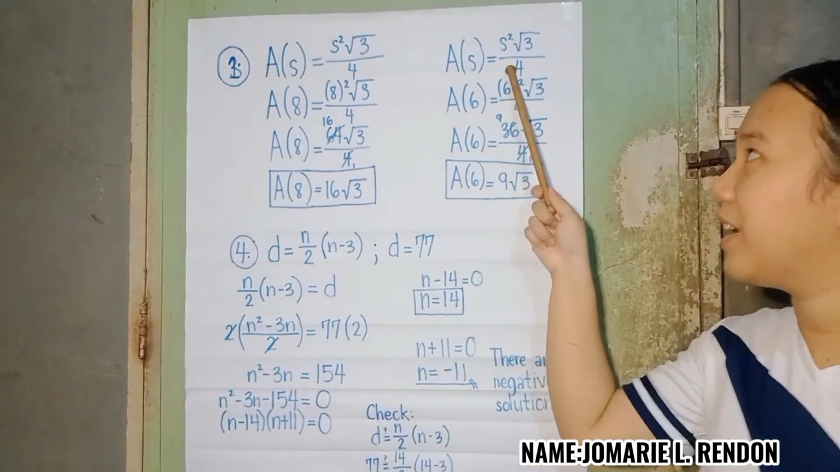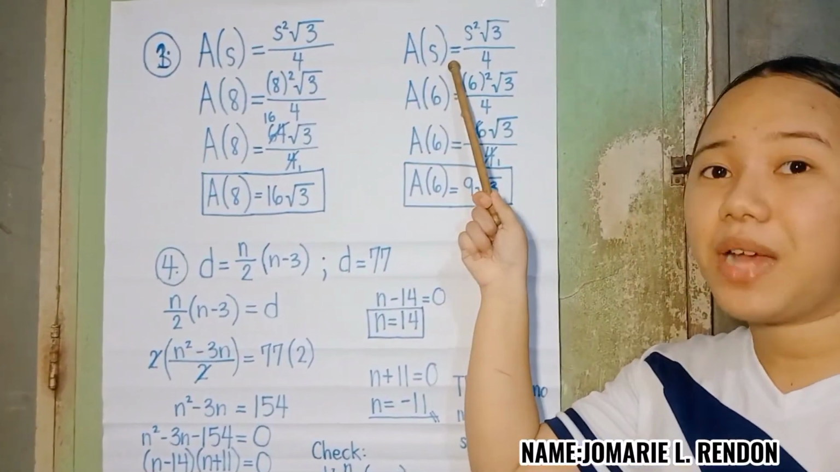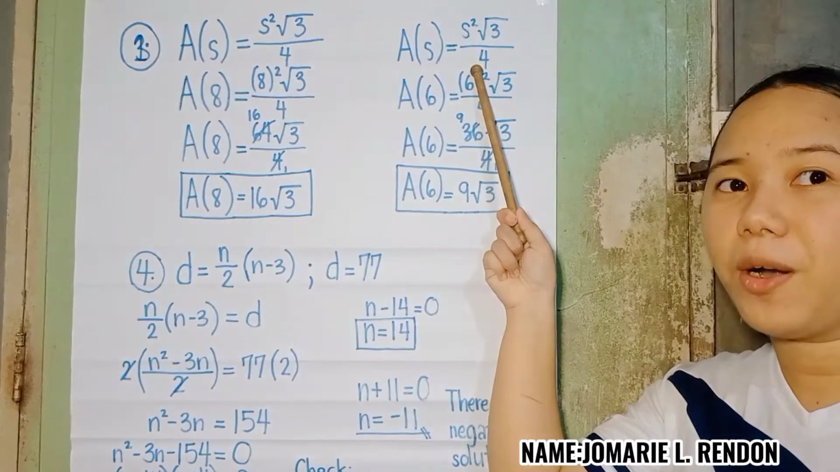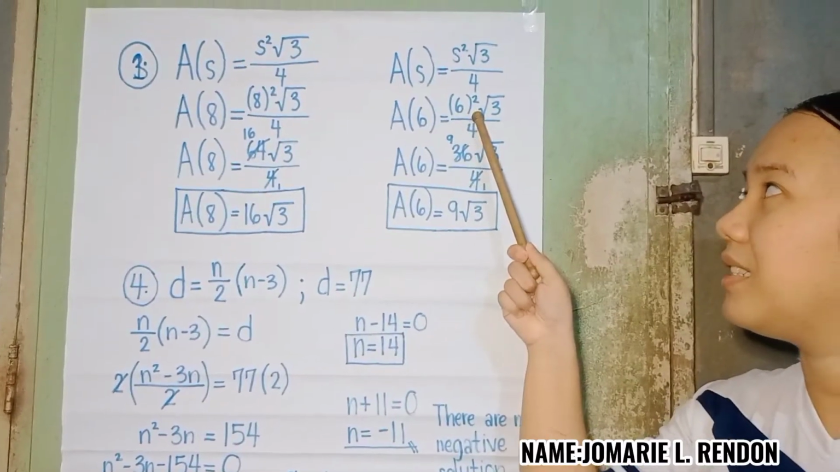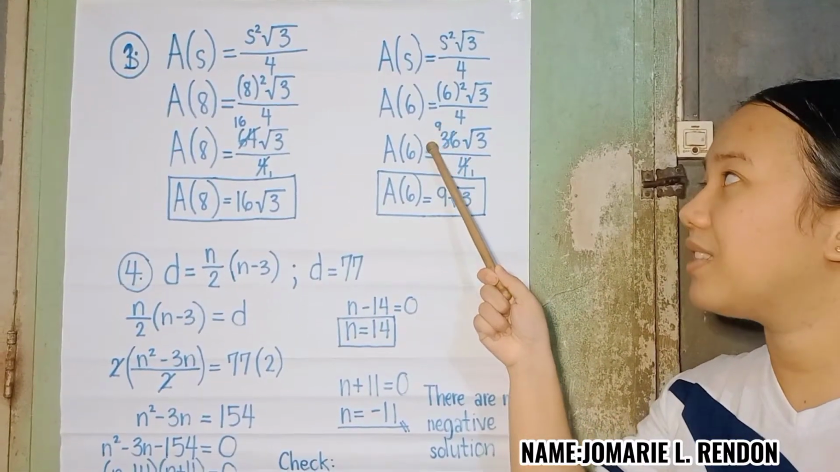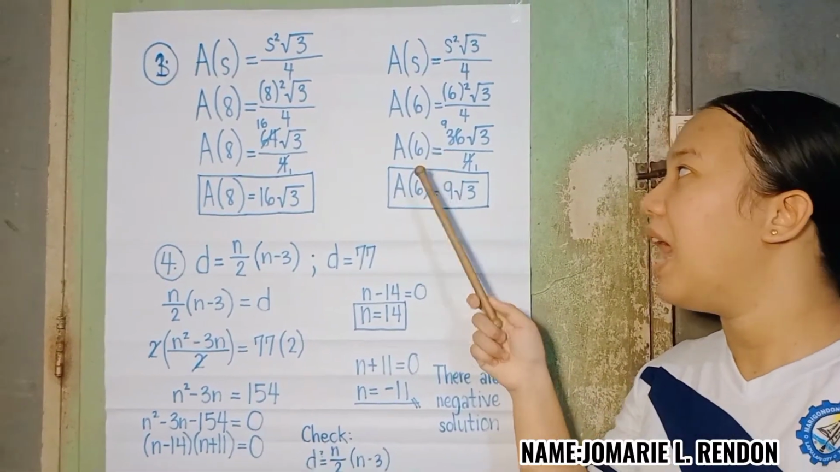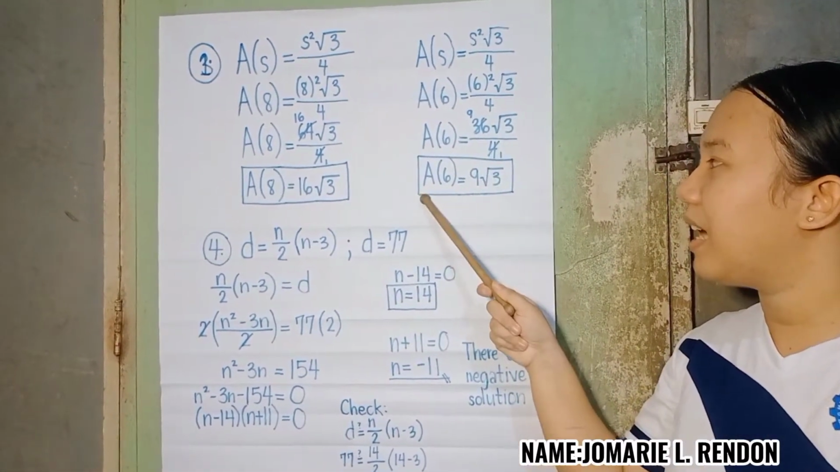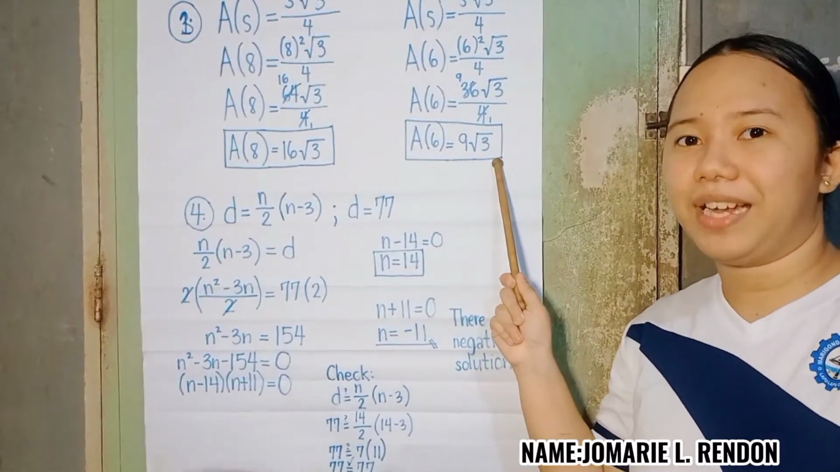And with the same one here, A of S is equal to S squared times square root of 3 over 4. We substitute it, 6 squared times square root of 3 over 4. We got 36 square root of 3 over 4. And we can cancel it and get the answer 9 square root of 3.